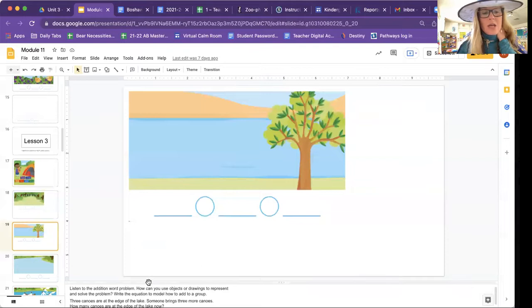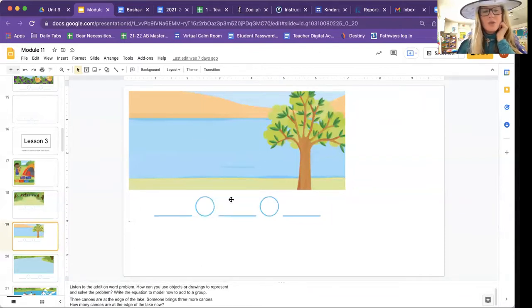Okay. 3 canoes are at the edge of the lake. Ooh, 3 canoes, ding, ding, ding. There's a number. 3 canoes are at the edge of the lake. Someone brings 3 more canoes.